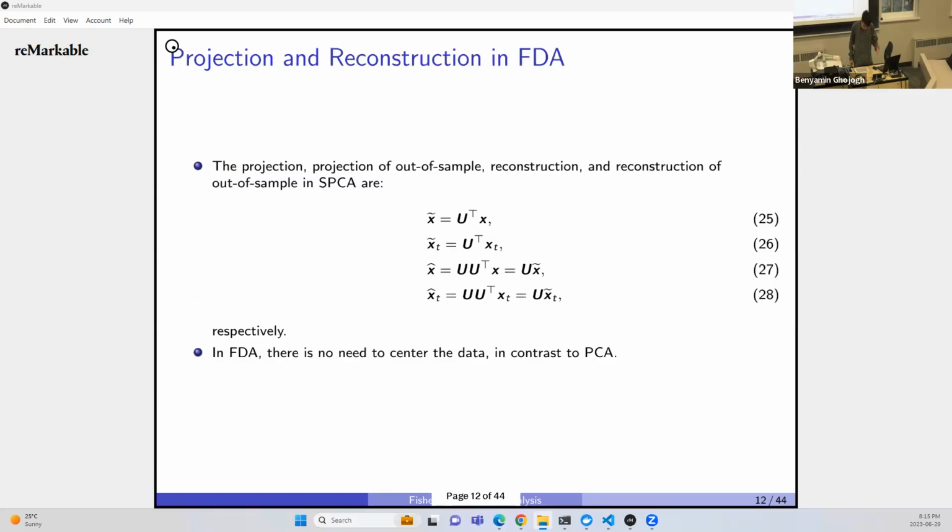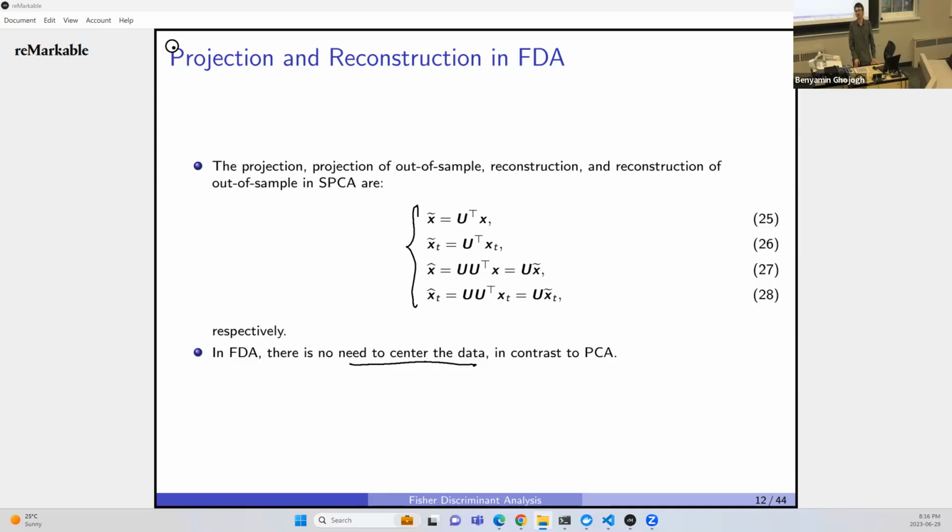Again, projection and reconstruction are very similar to before. Projection of training and test data and reconstruction of training and test data as before, but U is found by Fisher discriminant analysis now, rather than PCA or other things. By the way, in FDA, in Fisher discriminant analysis, we don't need to center data anymore. It's not mandatory. Why?